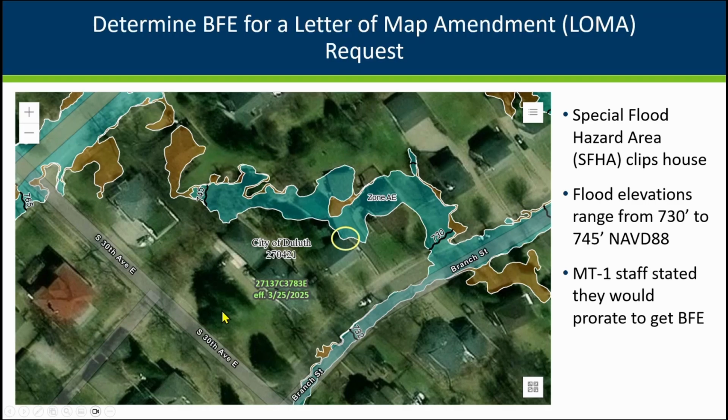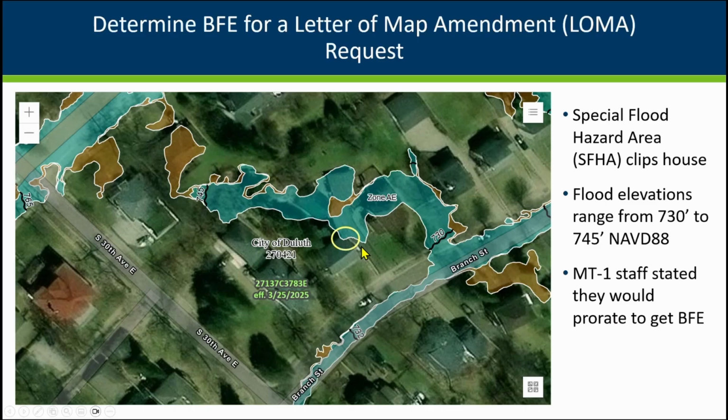And I asked the staff who does LOMAs and LOMA-RFs, the letters of map amendments, letters of map revisions based on fill, how do you deal with these 2D model areas? And here we've got 730 as a BFE and 745. I've got a 15-foot drop through this reach. And what is it at this site? And the MT1 staff said they would prorate it.